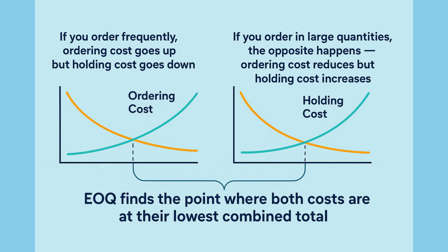If you order frequently, ordering cost goes up, but holding cost goes down. If you order in large quantities, the opposite happens. Ordering cost reduces, but holding cost increases. EOQ finds the point where both costs are at their lowest combined total.